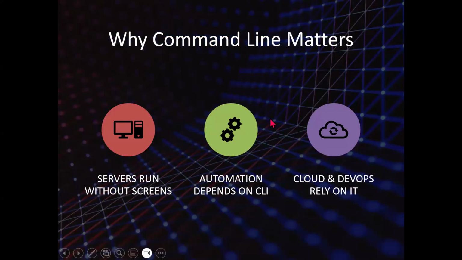Why does the command line matter? Servers run without screens. Operating systems like Linux, for example, don't have screens. Most of the servers we're going to run, Kubernetes, Docker, all have CLIs. AWS and cloud platforms all have CLIs. So how do you interact with these CLIs? Through command lines. Automation depends on CLIs. That's a fact. Cloud and DevOps rely on it.